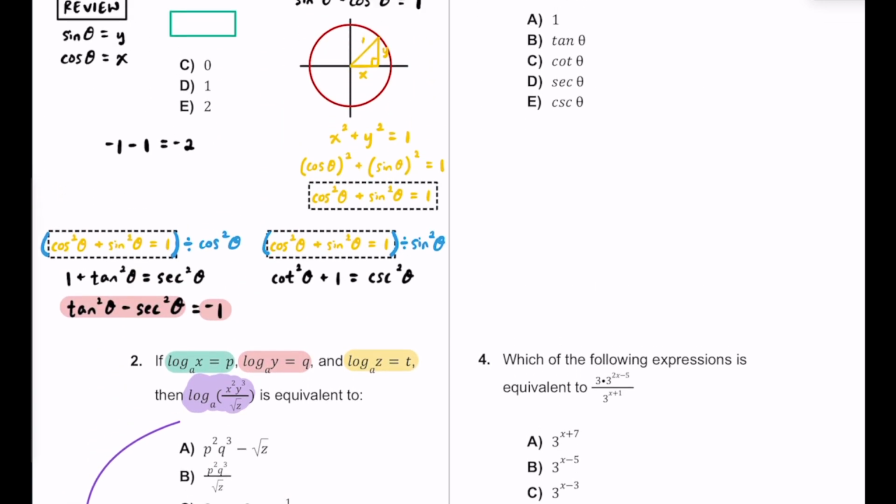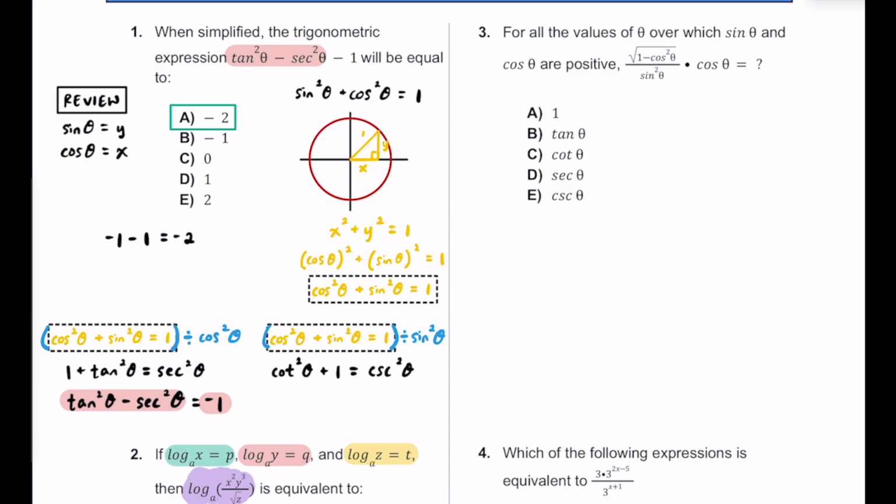All right, here is number 3. For number 3, we can see that for all the values of theta for which sine of theta and cosine of theta are positive, we need to figure out what this expression, the square root of 1 minus cosine squared of theta all over sine squared of theta times cosine of theta, is equal to. So similar to number 1, we should be thinking of trig identities here as well.